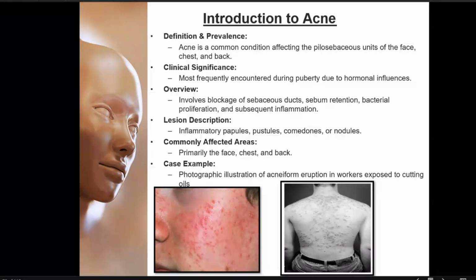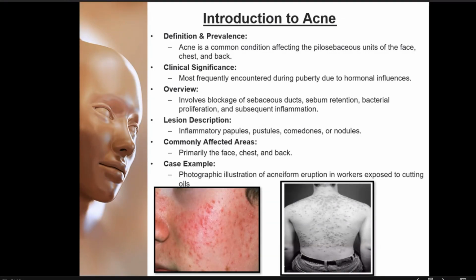You can see it in humans during the age of 15 to 18 years. This is a common symptom you can see in girls. It involves the blockage of the sebaceous duct, sebum retention, bacterial proliferation, and subsequent inflammation. So the first cause is the blockage of the sebaceous duct. Due to the blockage, there is an accumulation of sebum inside the skin, and due to this accumulation, there are chances of bacterial infection, and this bacterial infection leads to inflammation.